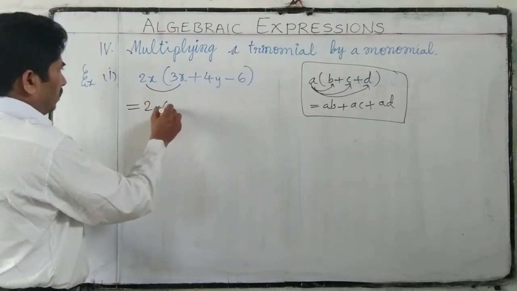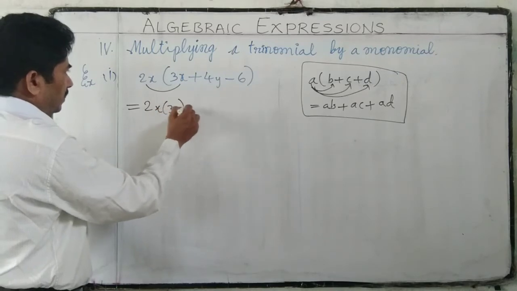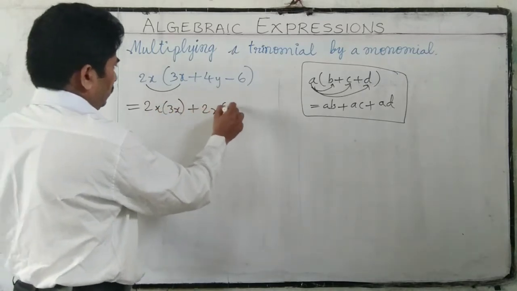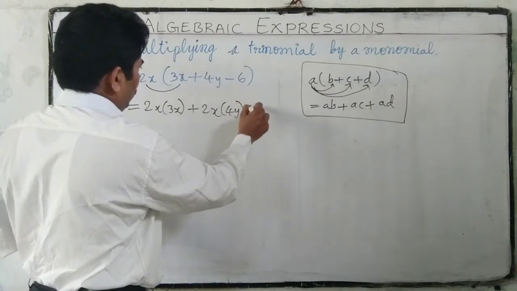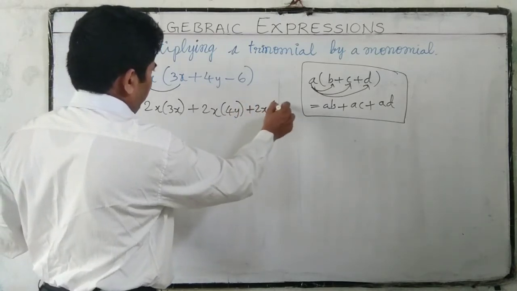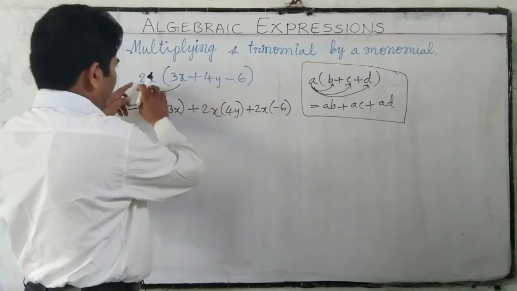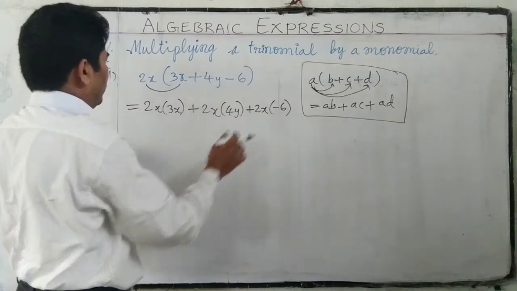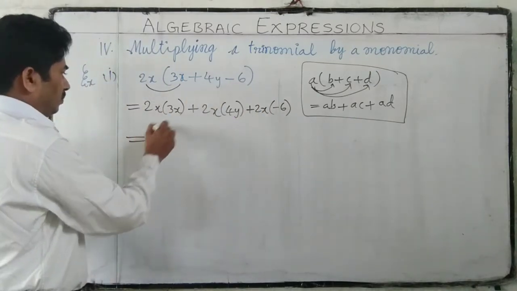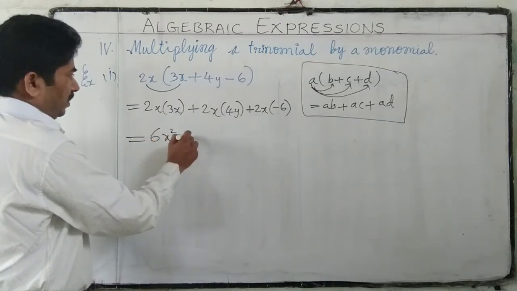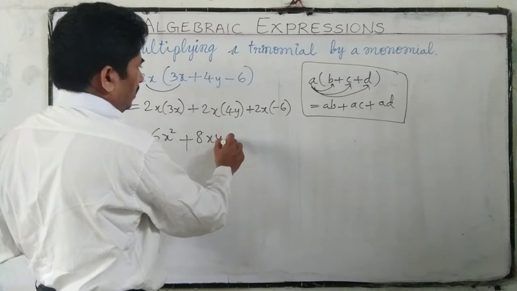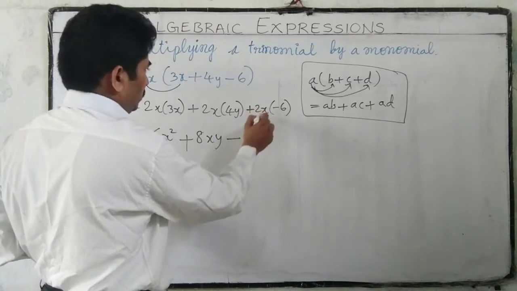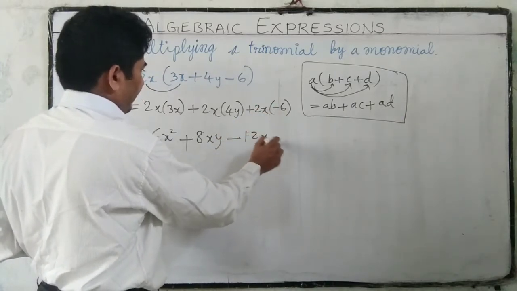2x into 3x plus 2x into 4y plus 2x into minus 6, or we can multiply plus into minus, minus, we can write like that also. 2 threes are 6x square plus 2 fours are 8xy minus, plus into minus is minus, 2 sixes are 12x.